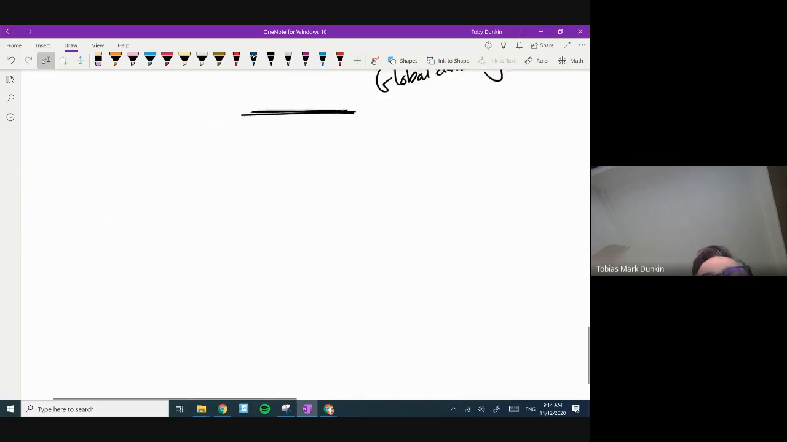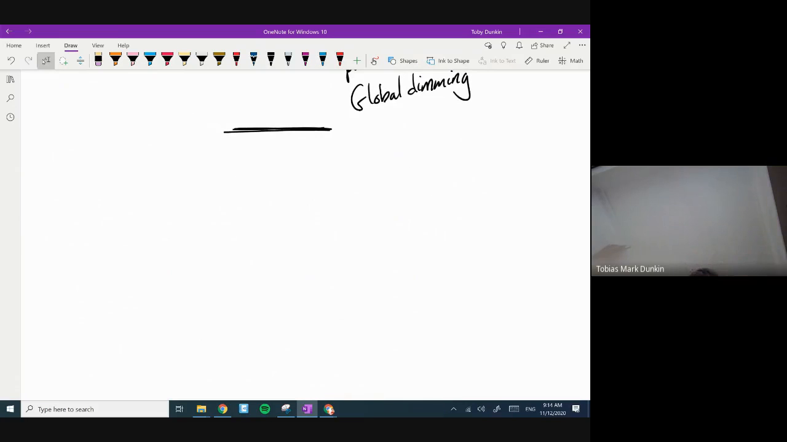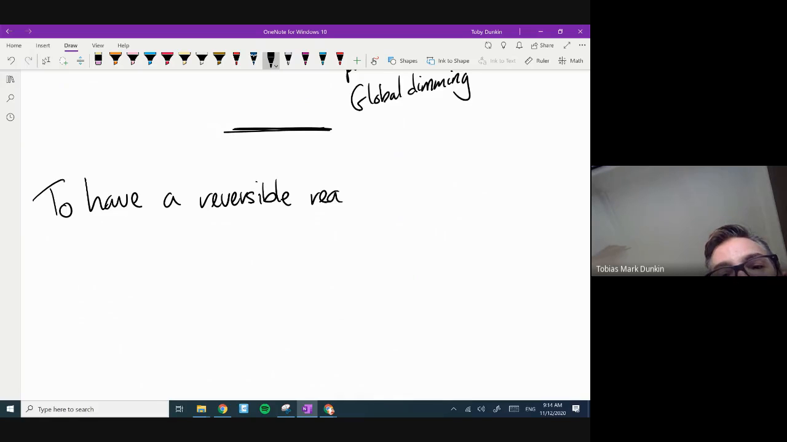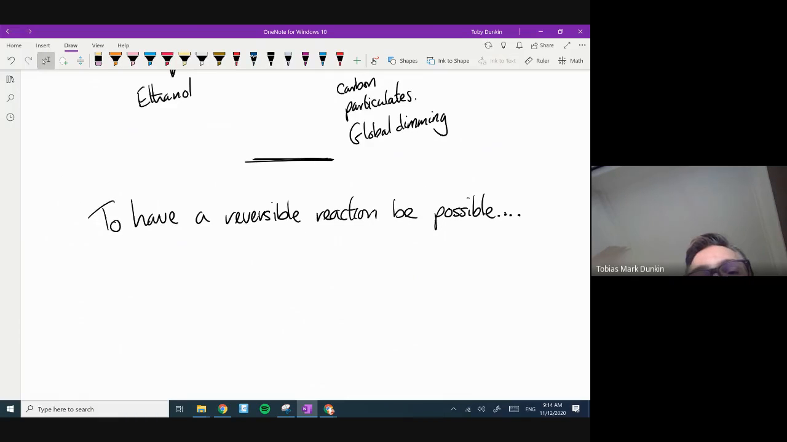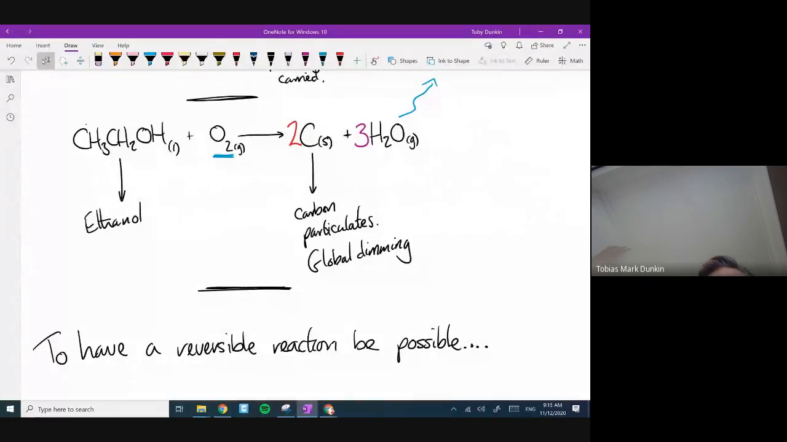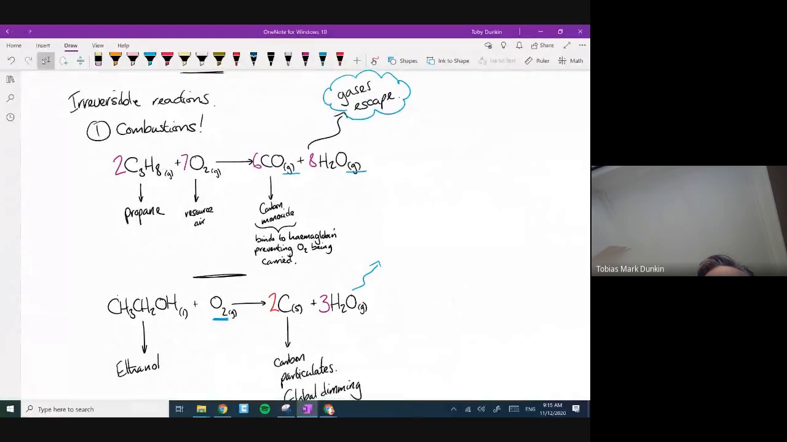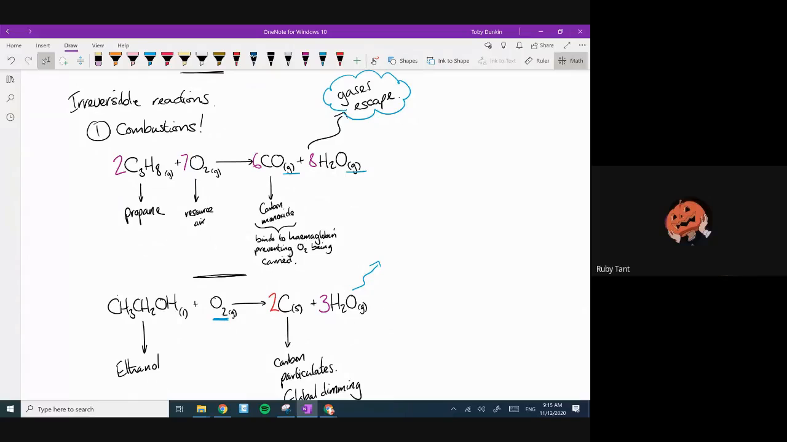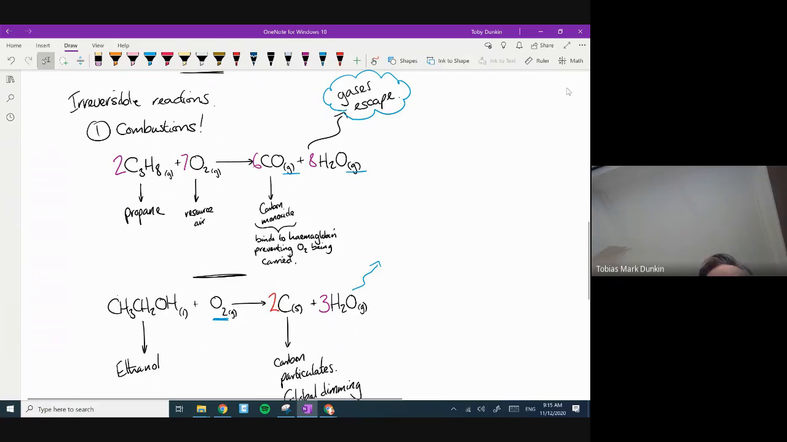So, okay. Here's the next question. If we wanted a reversible reaction to be possible, what do we have to do? I'm going to then go back to the top. Ruby, what are we going to have to prevent? Ruby, you there? Yeah, I'm just thinking. The gas escaping? Well done.